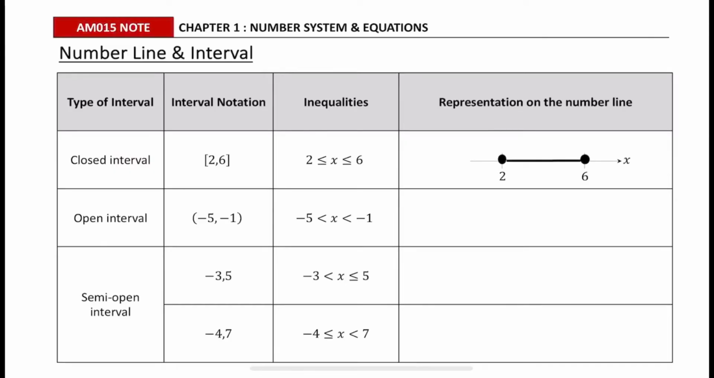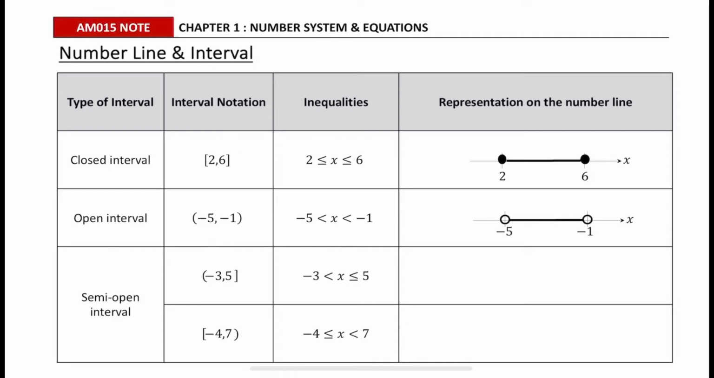Meanwhile, an open interval is written with round bracket. The inequality has no equal sign, and the line has empty circles at both endpoints because it does not include the endpoints. The semi-open interval has 2 types. One is written with round bracket first and ends with square bracket, and the other one is the other way around.